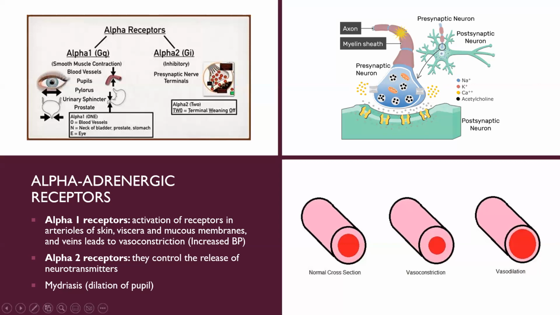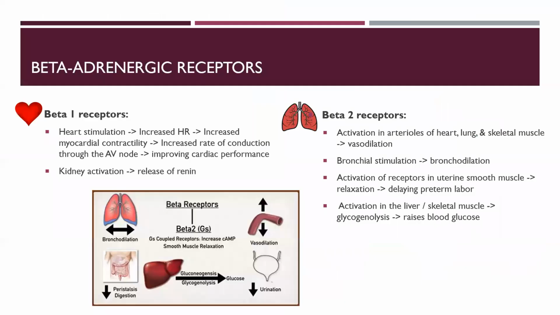Does that make sense to everybody on what these alpha receptors do? Yes, so we're talking mostly about our vasculature on this one. The next one is we've got our beta adrenergic receptors. So you've got beta-1 receptors and beta-2 receptors. Beta-1 is all about the heart.